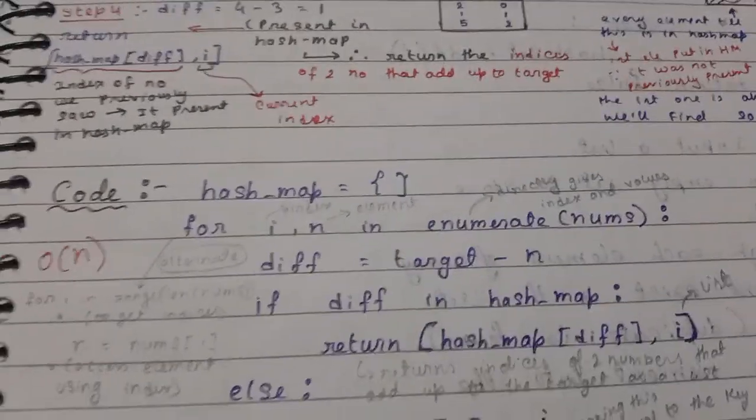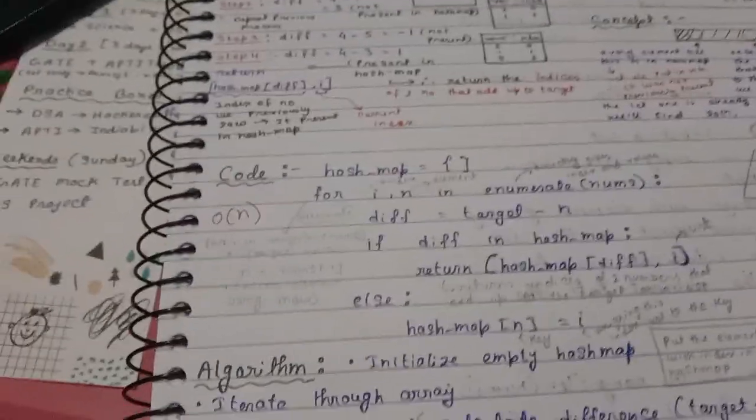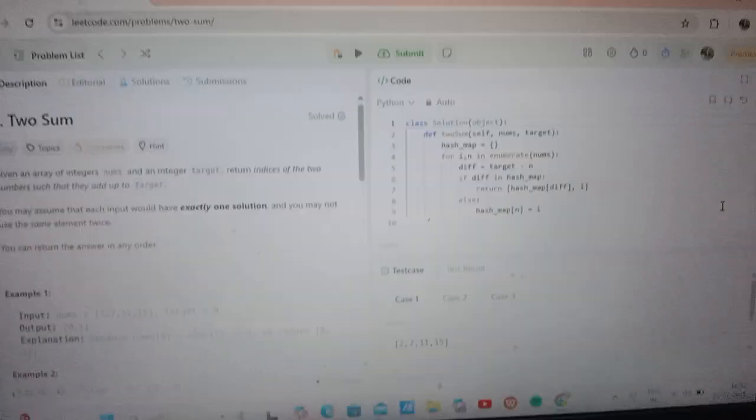So this is the code, and this is how we perform the two sum technique in code. And here is the code.